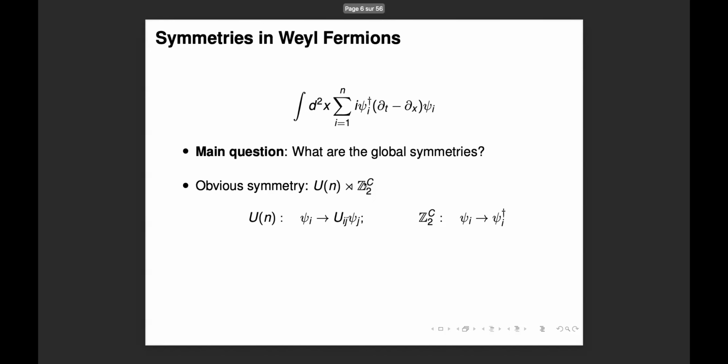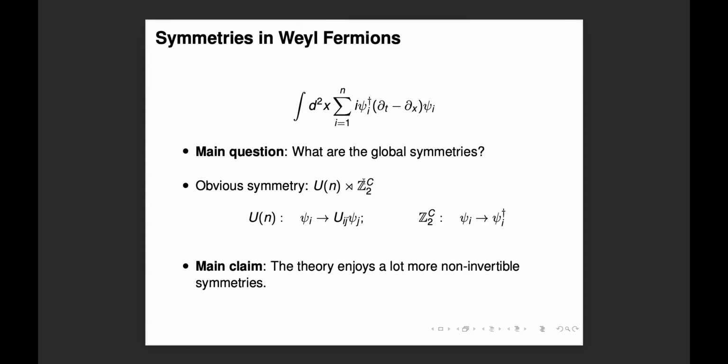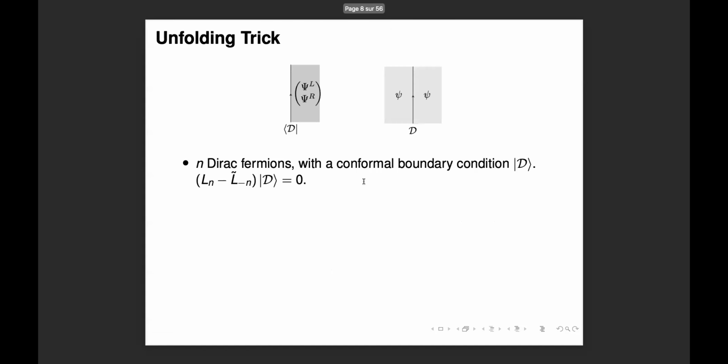The most naive ones are the U(N) symmetry that rotates the fermions, and also a charge conjugation symmetry, which maps psi to psi-bar. Surprisingly, even though this theory is very simple, understanding the full set of symmetries is still an open question. The main claim today is that this theory enjoys a lot more non-invertible symmetries. So how do we find these exotic, interesting symmetries in a simple model?